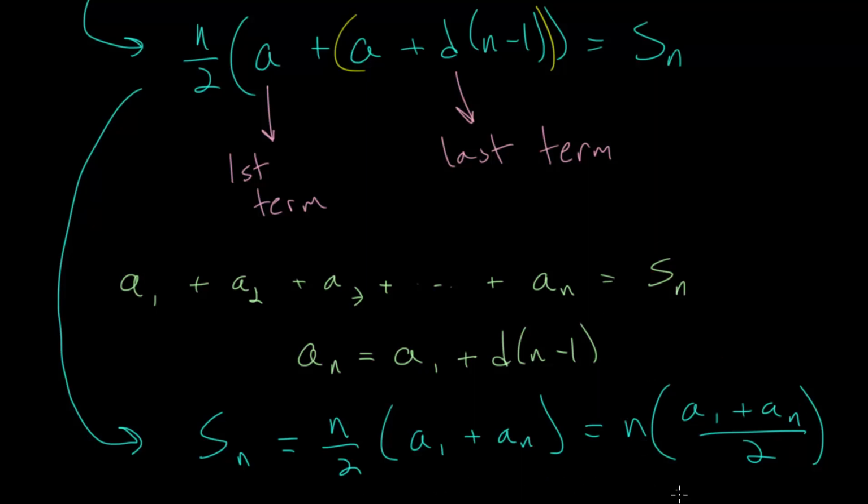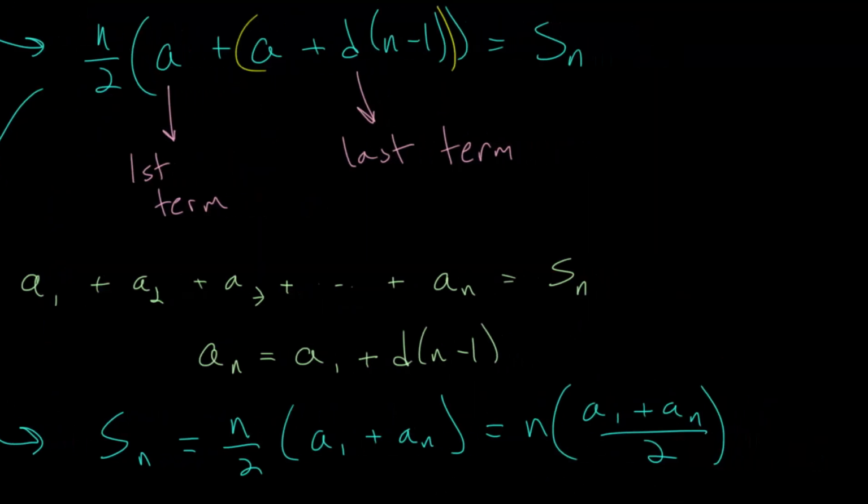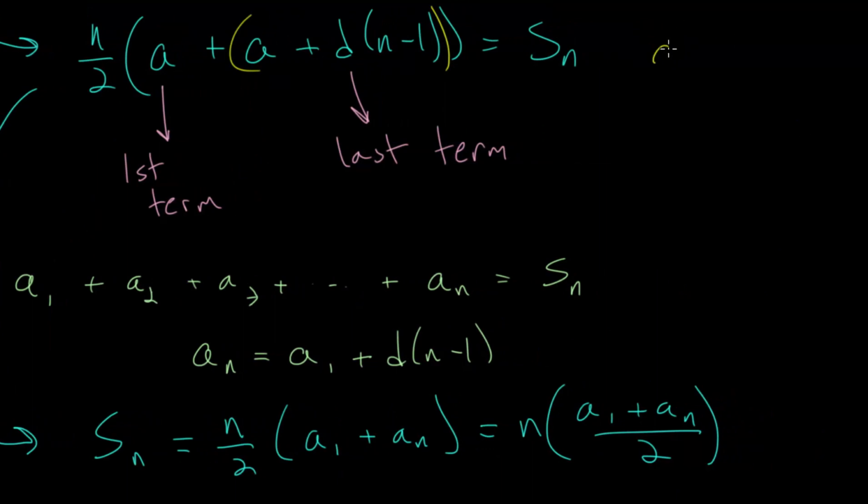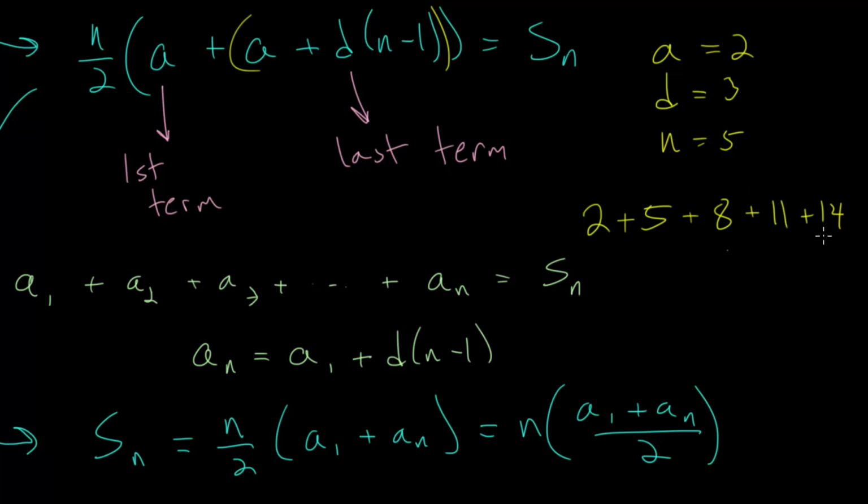So to see how this formula works, let's just apply it to the example we used above, where we said a is 2, our common difference is 3, and we have 5 total terms. So this would just be 2 plus 5 plus 8 plus 11 plus 14. So 5 terms, and notice the common difference, the number we add to go from one to the next, is just 3.